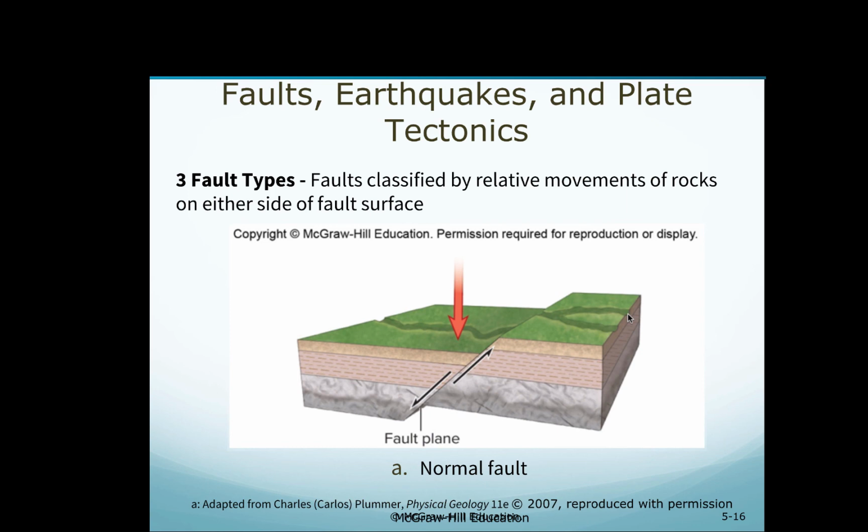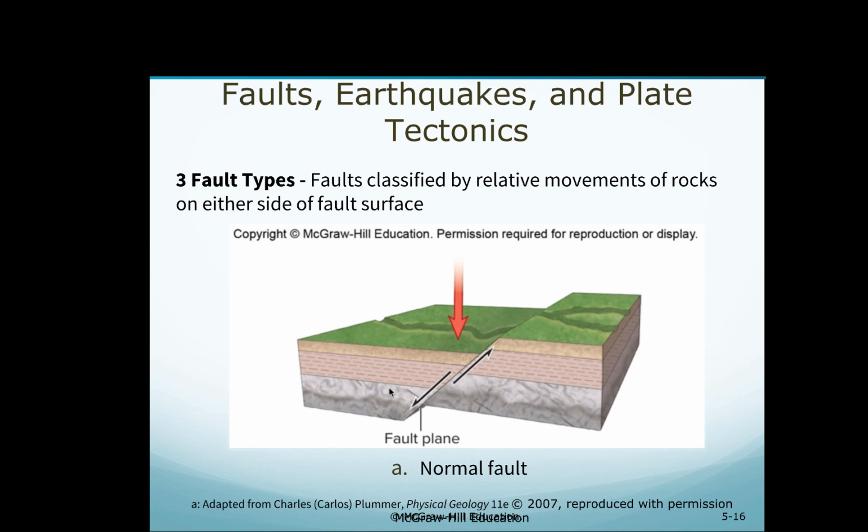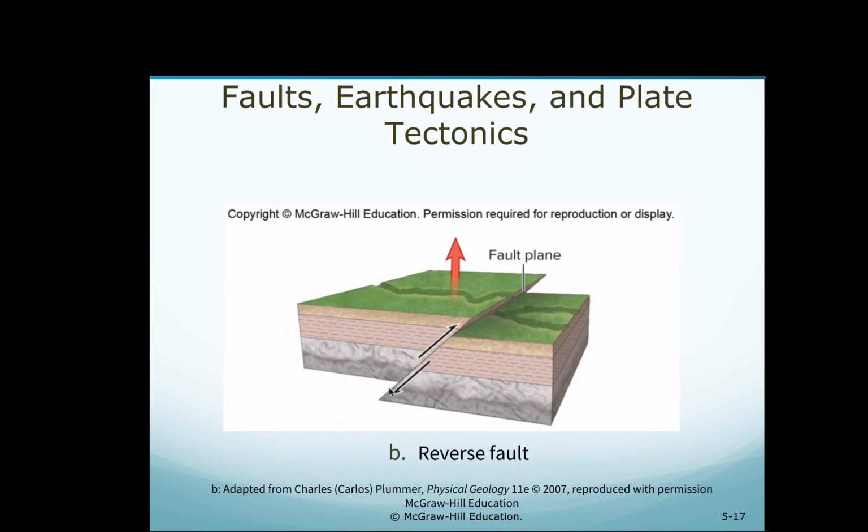There are 3 types of faults. Faults are classified by the relative movements of rocks on either side of the fault surface. So this part could either move up or that part moves down. That's a normal fault line right there. Here's a reverse fault where the slant has an overhang.